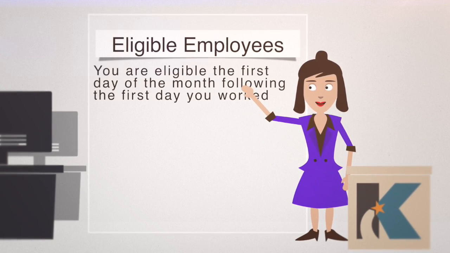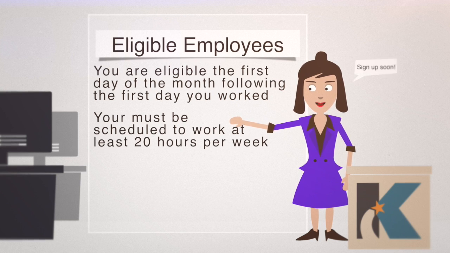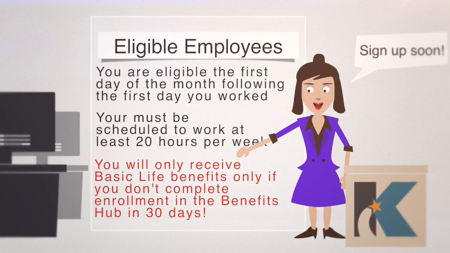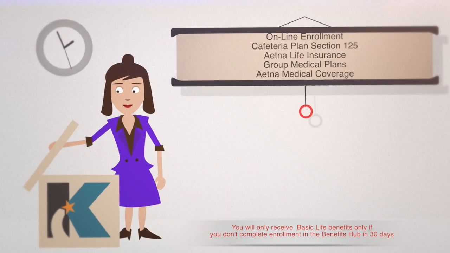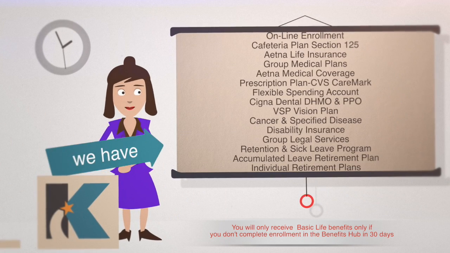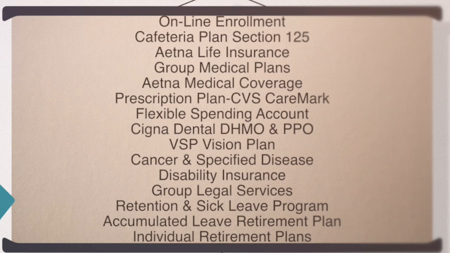Persons eligible for coverage are employees in a permanent status as defined by the employer and are regularly scheduled to work at least 20 hours per week. If an employee's enrollment is not completed through the Benefits Hub within 30 days of the employee's date of hire, the employee will be eligible to receive basic life benefits only.